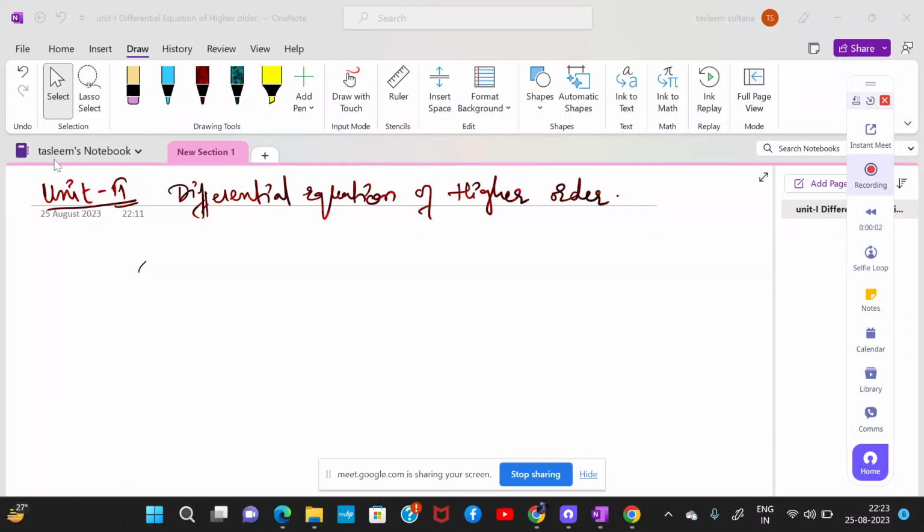When the roots, to write complementary function.